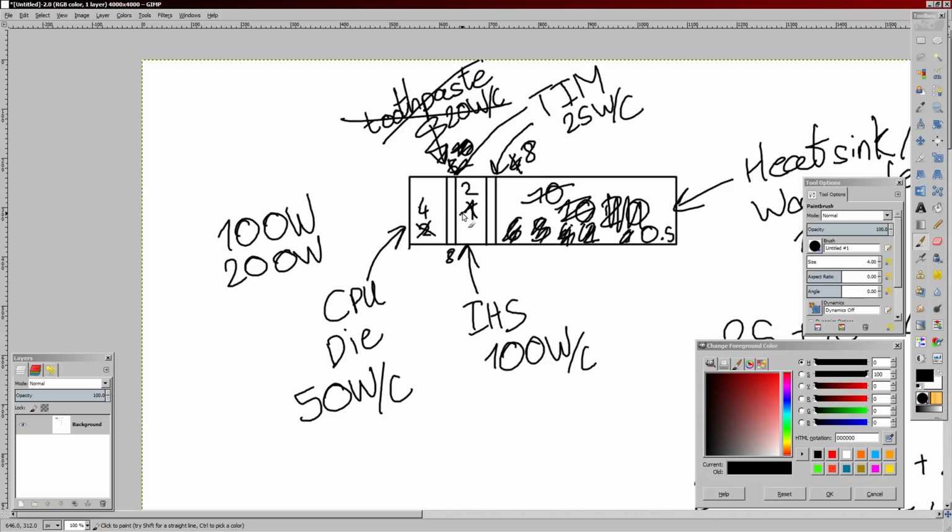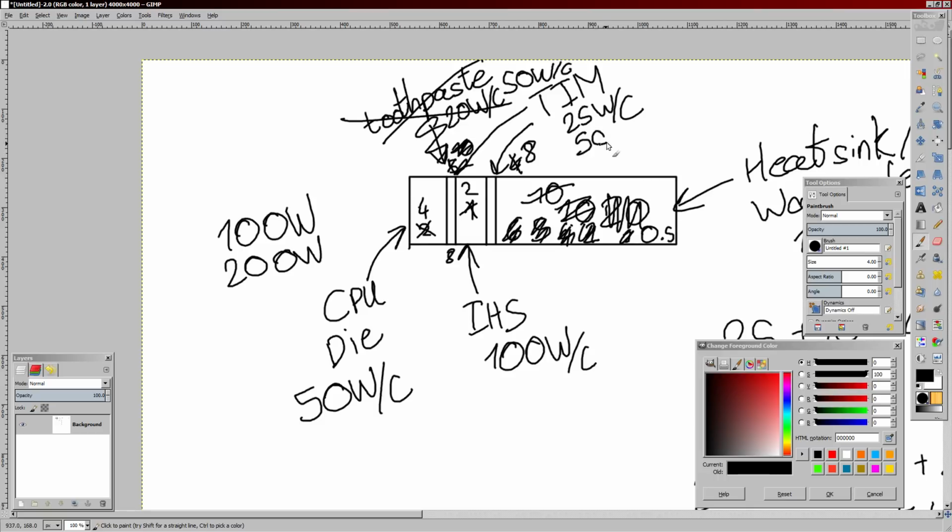But we can go further. We could replace the thermal paste with liquid metal, and let's say liquid metal has 50 watts per degree centigrade. And let's put liquid metal everywhere. Though, personally, I'm not a fan of liquid metal. It makes a horrific mess, in my opinion. But let's say we go liquid metal everywhere.